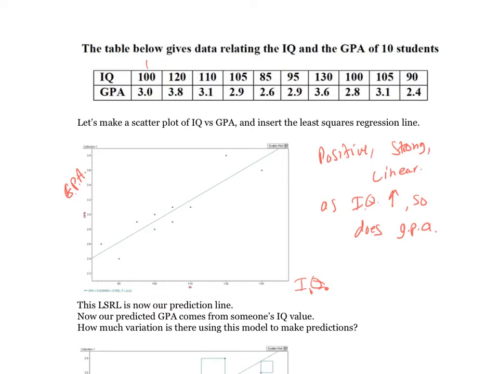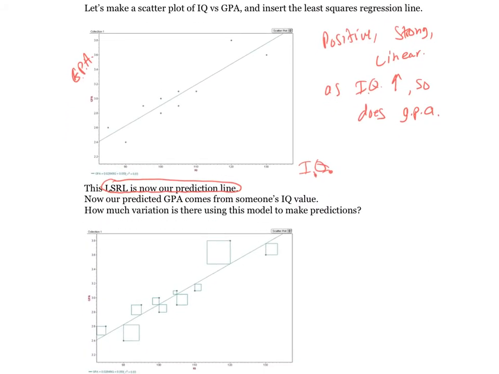Okay, but now notice that instead of the average GPA being our line, now I use a least square regression line as our prediction line. So instead of the average, now I'm using the least square regression line. Okay, so now our predicted GPA comes from someone's IQ value. Well, how much variation is there using this model to make predictions?